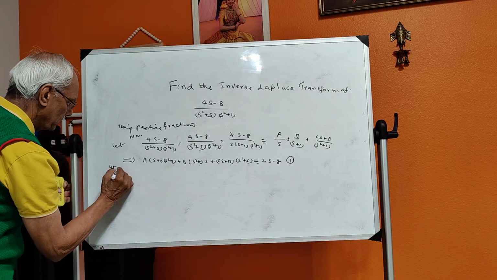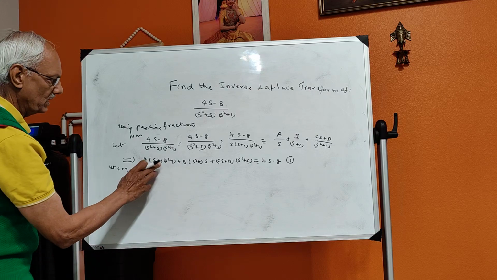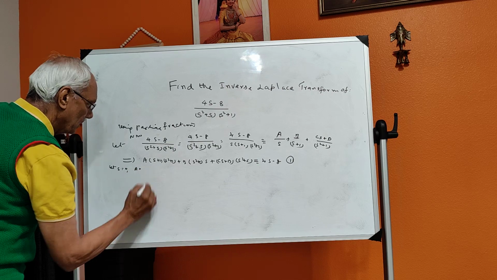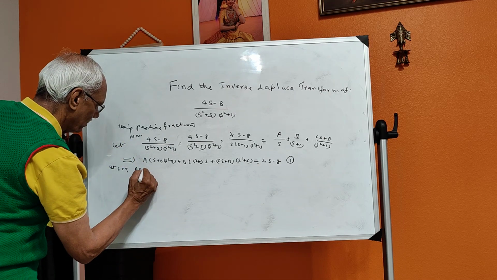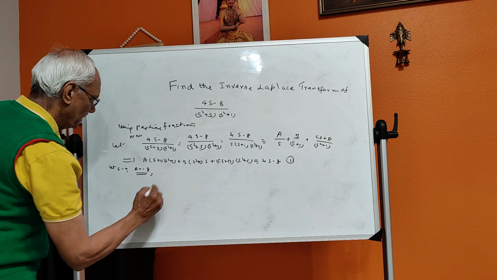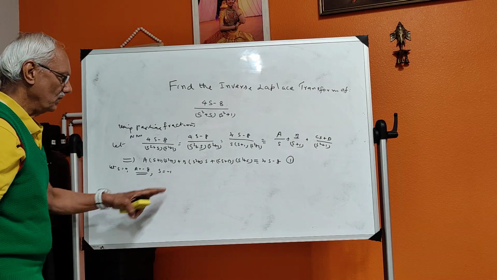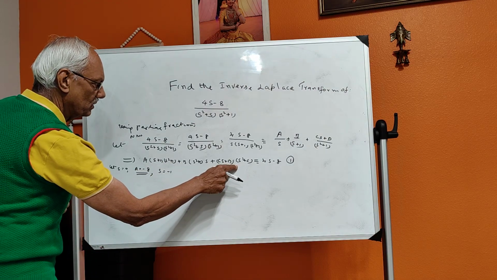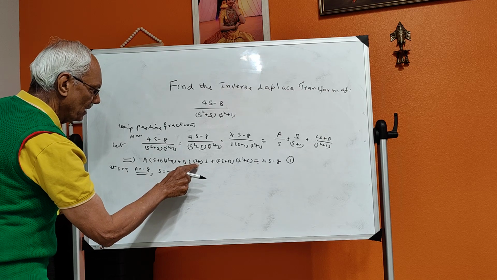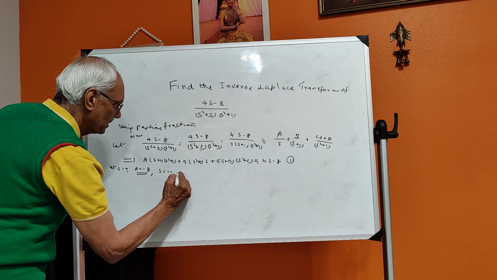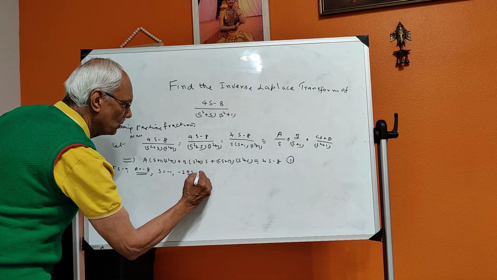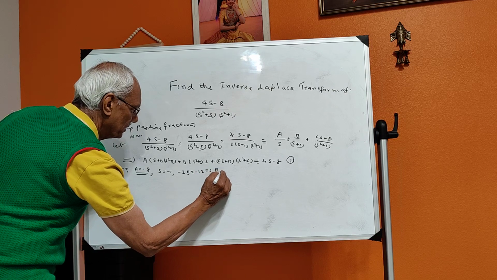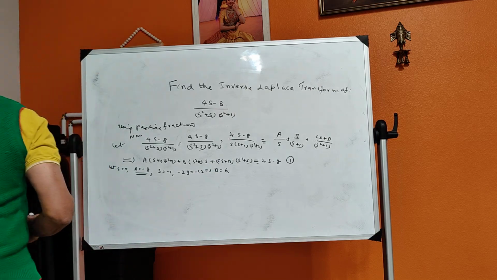Let s be equal to 0. When you put s equal to 0, this becomes 0, this becomes 0, and you are left with A. So A is equal to minus 8. Then put s equal to minus 1. This becomes 0 and this becomes 0, and you are left with minus 2B is equal to minus 12, which implies B is equal to 6.